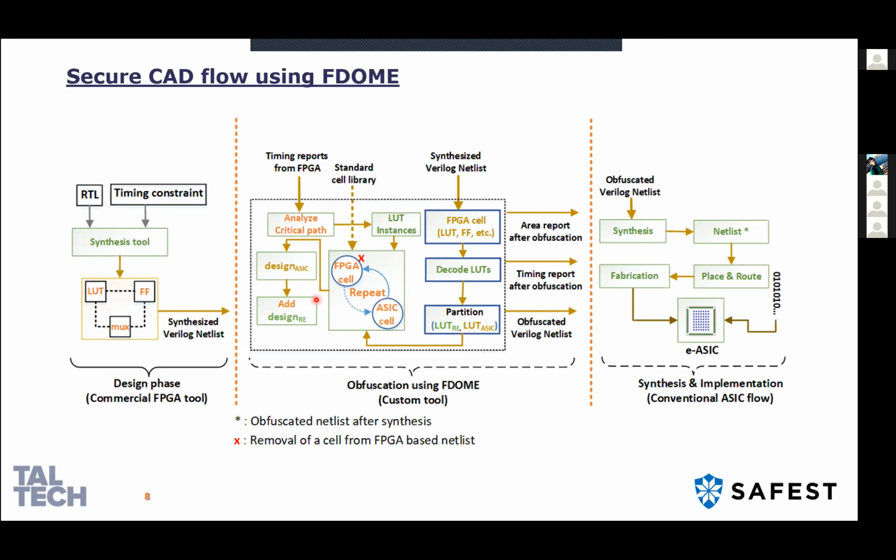Then the obfuscation engine starts replacing the reconfigurable cells with the static cells until it achieves the specified value. It produces the ASIC design. Then we add the reconfigurable part, and it forms the embedded ASIC. Finally, it exports the area report, timing report, and the obfuscated netlist. In the third phase, we have a standard CAD flow, where we place and route the design, and we fabricate. Once the chip arrives, we program the chip, and the chip will be functional.